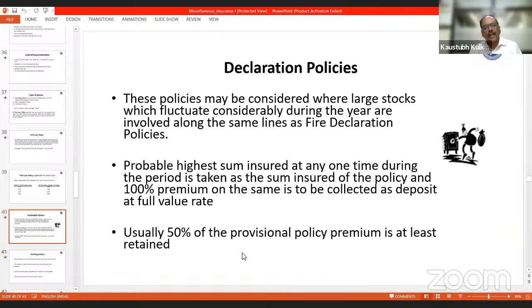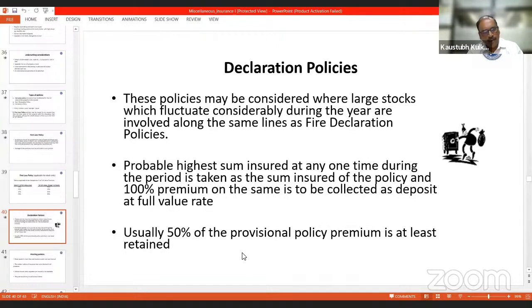So here, on the lines of fire declaration policy, burglary declaration policies are issued. The probable highest sum insured at any one time during the period is taken as the sum insured of the policy. 100% premium is to be taken at the inception of the policy. The refund is possible by arriving at the sum insured after having all the declarations from the insured, and usually 50% of the provisional policy premium is at least retained.